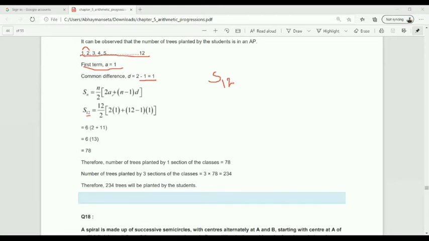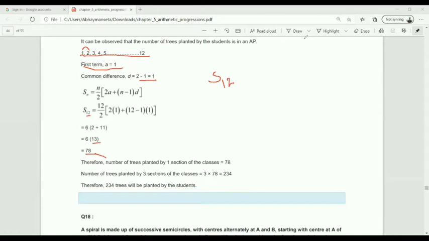Now we have to simplify it. So it gives 12 by 2 bracket 2 into 1 plus 12 minus 1 into 1. Now 2 sixes are 12. So 6 bracket 2 ones are 2 plus 12 minus 1, 11 into 1 is 11. So 11 plus 2 gives 13. So 13 sixes are 78. Therefore, the number of trees planted by one section of the class is 78.